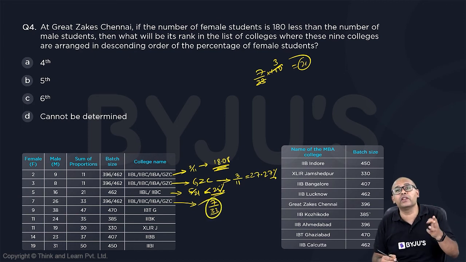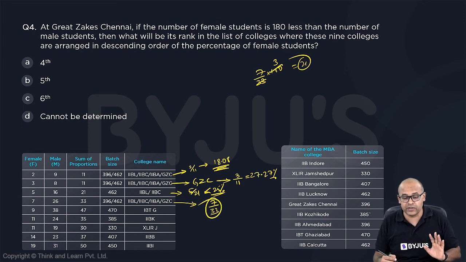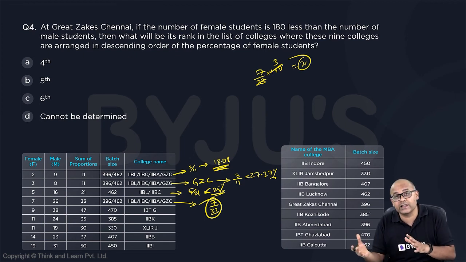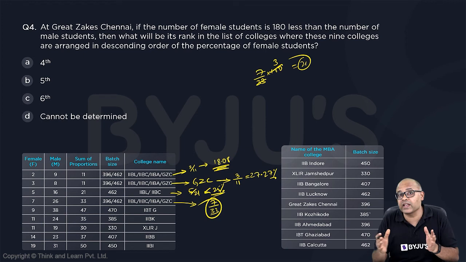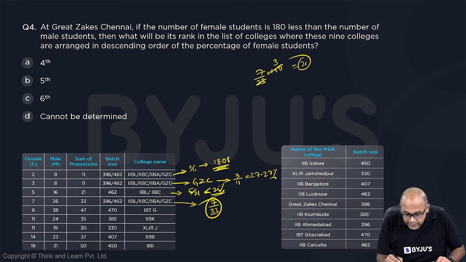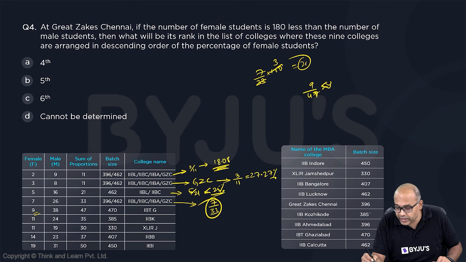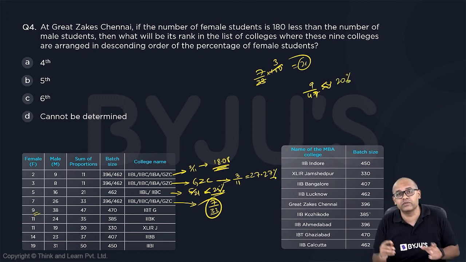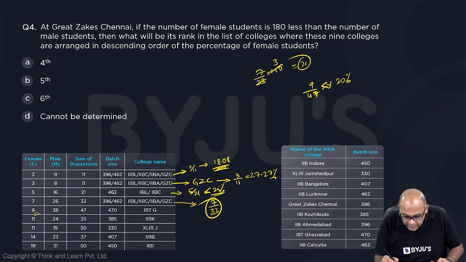So 3 colleges are already less than my percentage. I don't know which colleges they are exactly. Doesn't matter. In terms of ranking, it will not matter to me. Then I have 9 out of 47. Clearly 9 out of 47 will be, approximately, 9 5s are 45. So it will be around 20% or just around 21%. Then we have, so this is 20%. So there are 4 colleges.